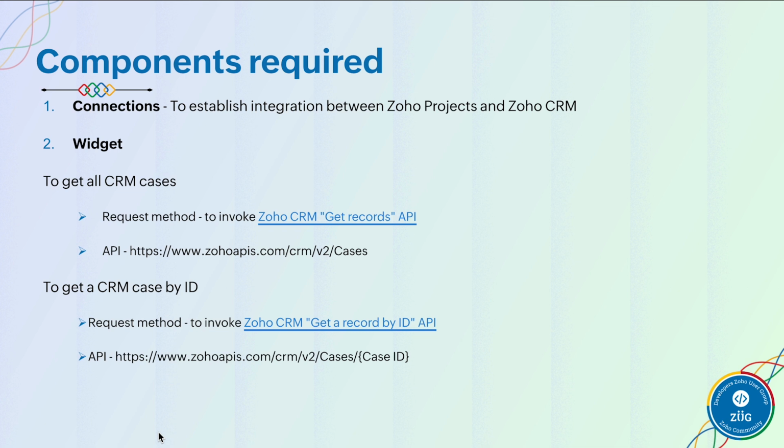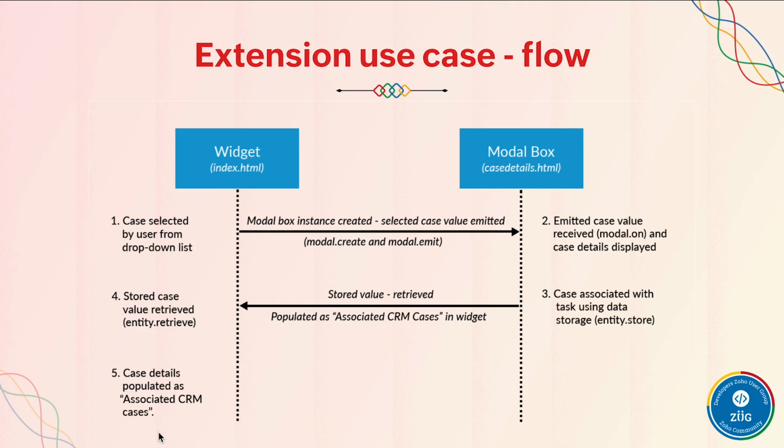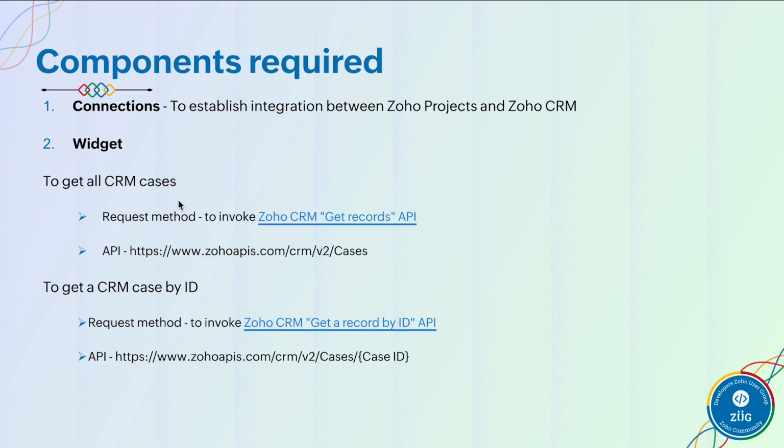The second component is going to be widgets. So just like we saw in our previous slide, two widgets are going to be involved. One is the parent widget and the other one is the model box widget. So in the parent widget, we need to get all the cases that are open for the project agent in CRM and display it as part of a drop down, right? For doing that, you need to invoke the Zoho CRM API to get all the CRM case records. So we saw in our earlier session while discussing widgets that if you want to invoke a third-party application API as part of your widget script, then that can be done using the request.js SDK method.